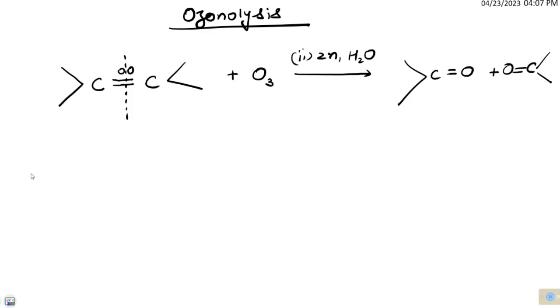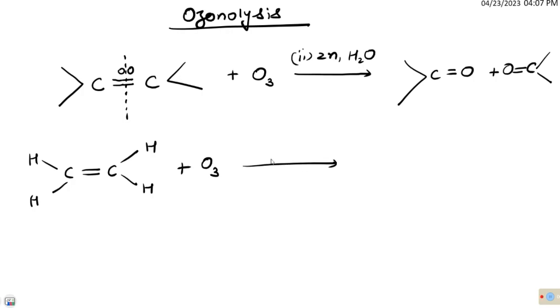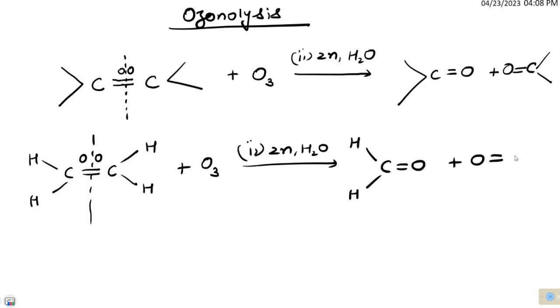For example, if I take ethene, I am going to get, after ozonolysis, I'll break this bond here and put oxygen on both the sides. I'm getting methanal.